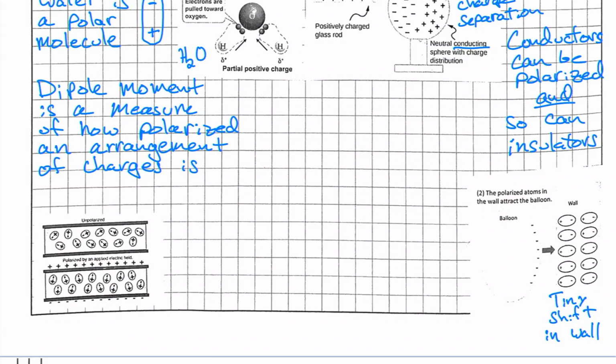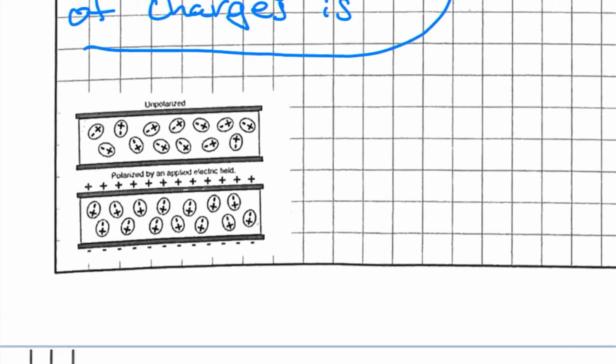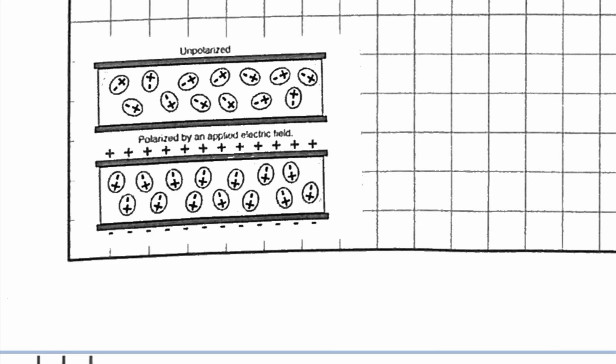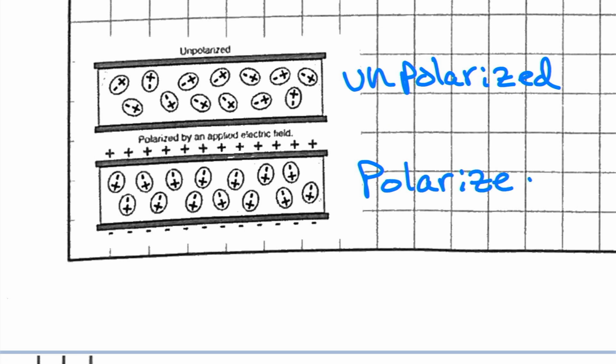And we got one more little note that we're going to make here. I'm just going to isolate this off a little bit. Down here at the left, we have a capacitor. Now, at the top, this is unpolarized, and this would be polarized. You can see that in the polarized arrangement, the random atoms have now kind of aligned themselves, so the negatives all point one direction and the positives all point towards another side.